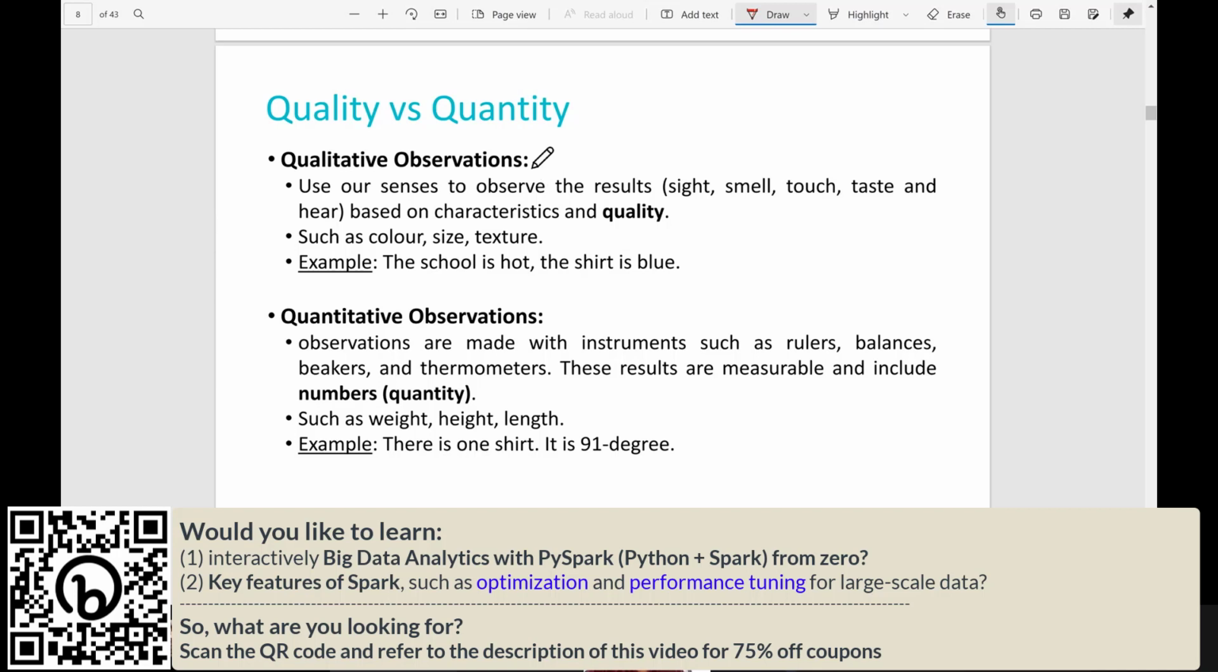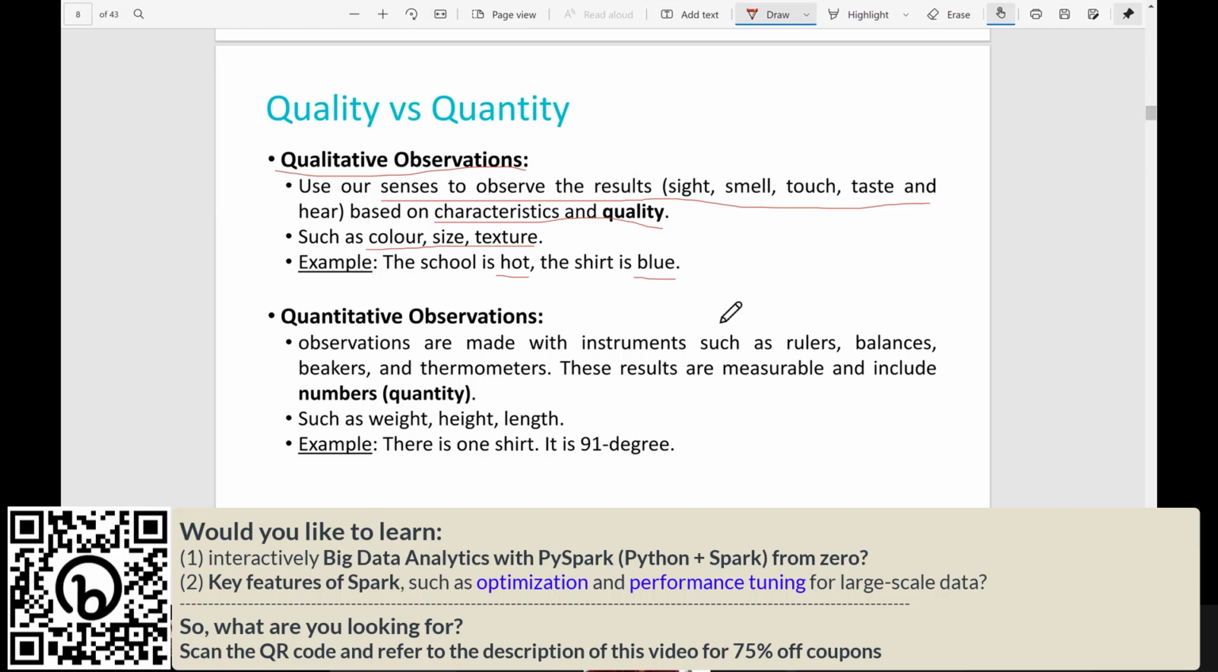Qualitative data, or let's say qualitative observation, is talking about characteristics and the quality of a data set, or even a column of data, whatever. We use our senses to observe the result: sight, smell, touch. We call them qualitative observations, like the color, the size, the texture. These are qualitative approaches. For instance, if you say the school is hot, hot is a qualitative observation. Blue is a color, so this is also a qualitative observation.